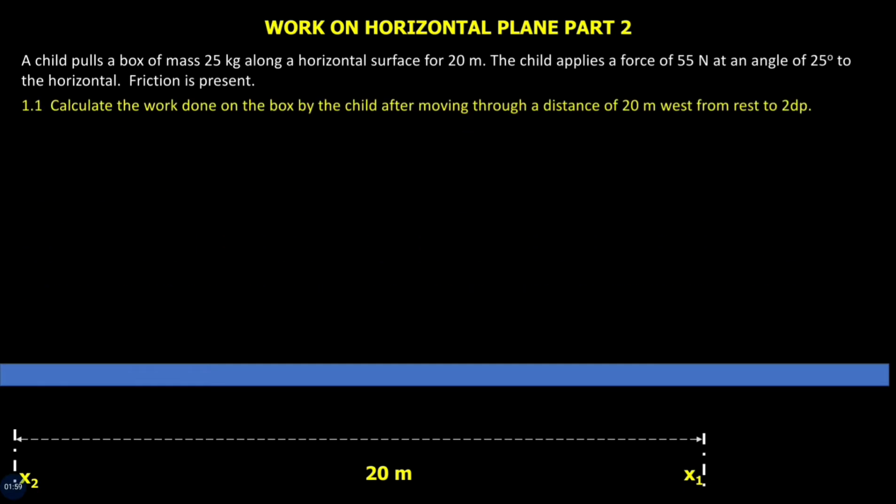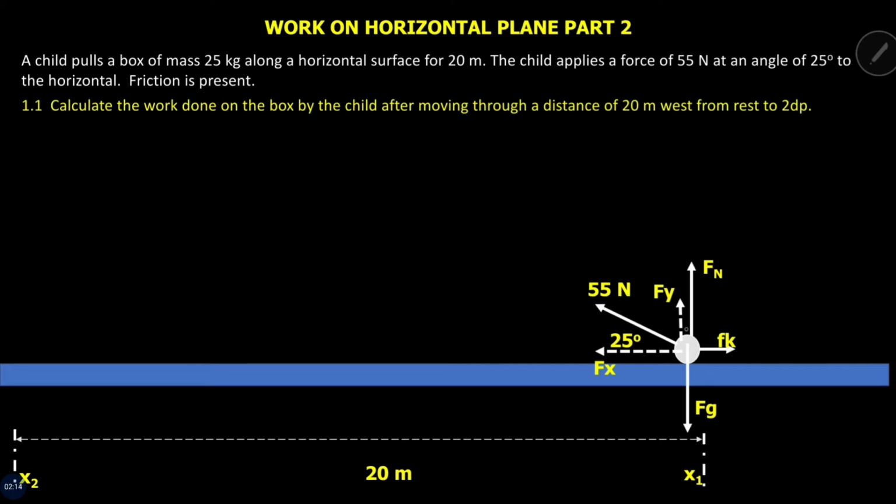We want to calculate the work done on the box by the child after moving through a distance of 20 meters west from rest, correct to 2 decimal places. So, we bring in our free body diagram. We can clearly see that the weight is usually vertically downwards, the normal force vertically upwards, the frictional force is always in the opposite direction of motion, and then we have our 2 important components, the Fx and the Fy.